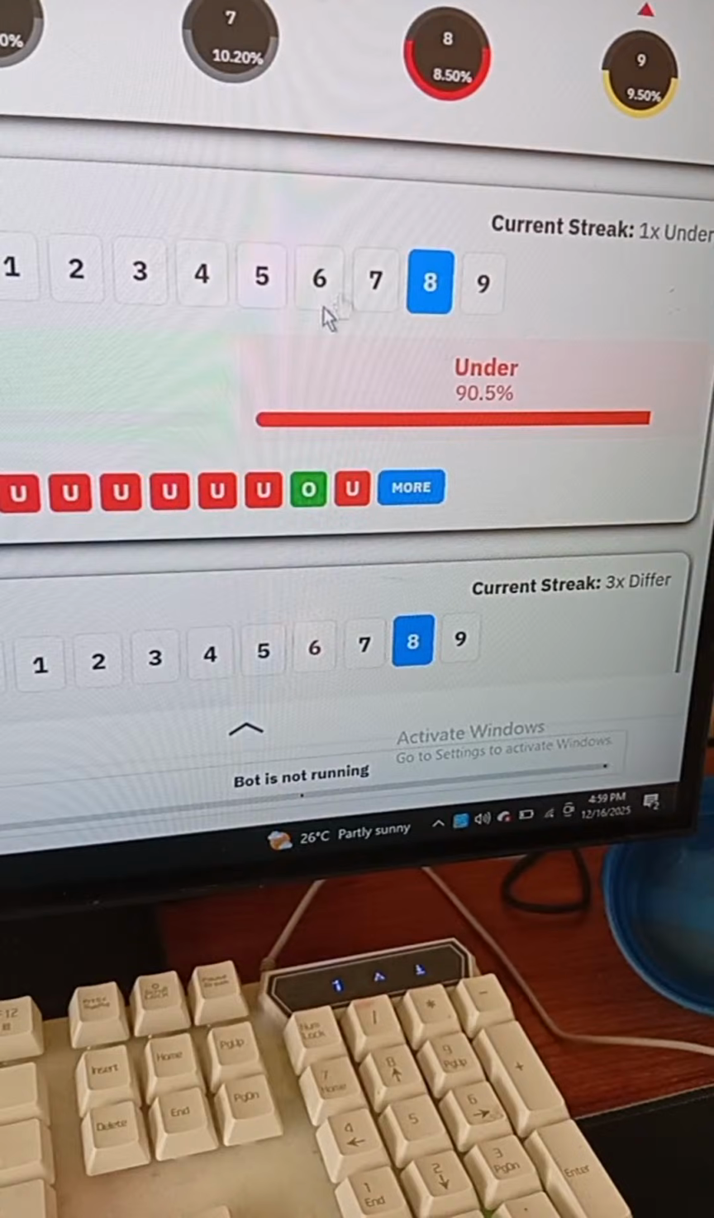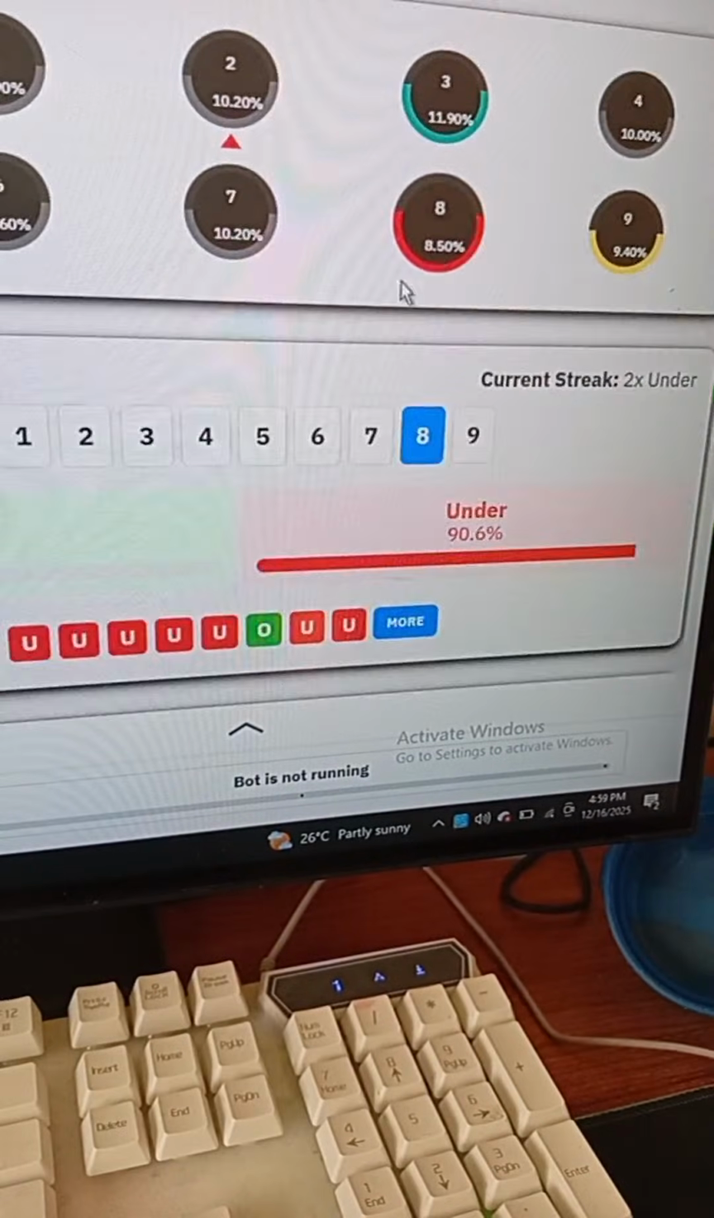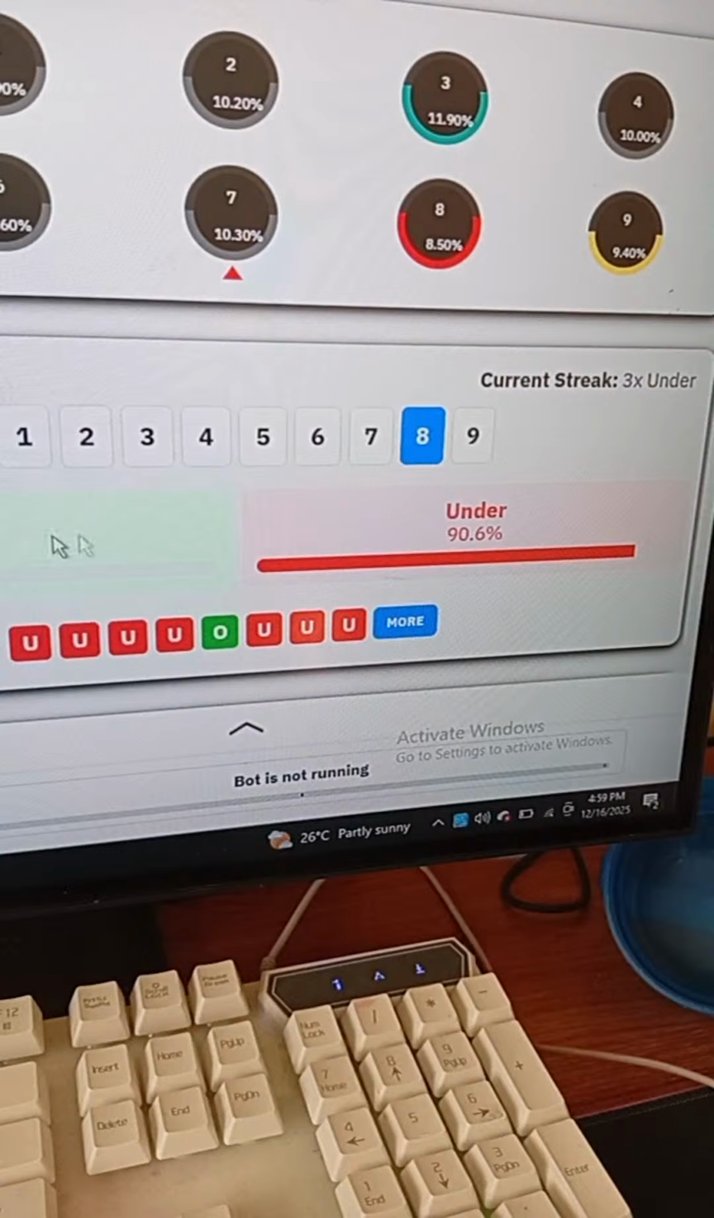Volatility 75 under 8. Do not reset your bot. We'll continue from where it is. Mine is at 10 runs. Volatility 75 under 8, guys. Be ready. The market is stable enough.